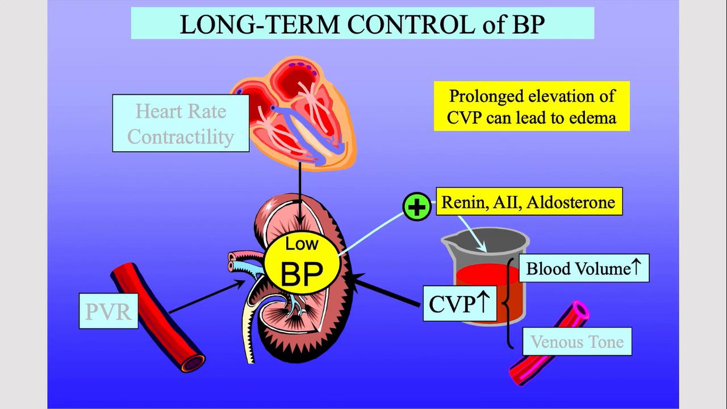Low blood pressure will stimulate the kidney to make renin, which will lead to angiotensin production from angiotensinogen and aldosterone production, which will increase blood volume by increasing the amount of sodium and water reabsorption in exchange for potassium, which will increase the blood volume and increase preload. Okay, and that's one of the problems with heart failure, right?